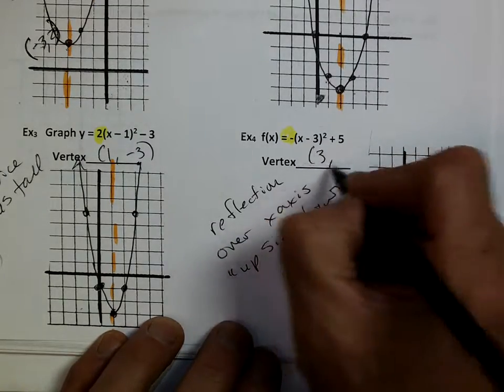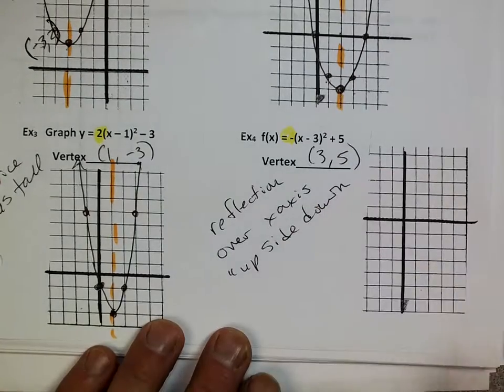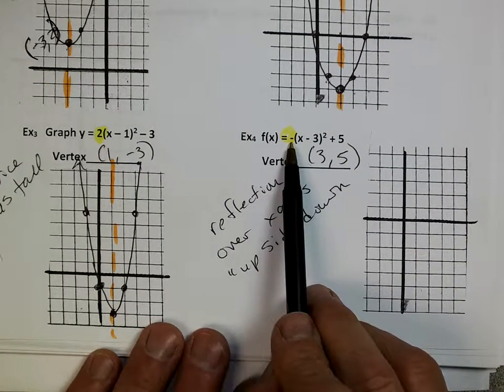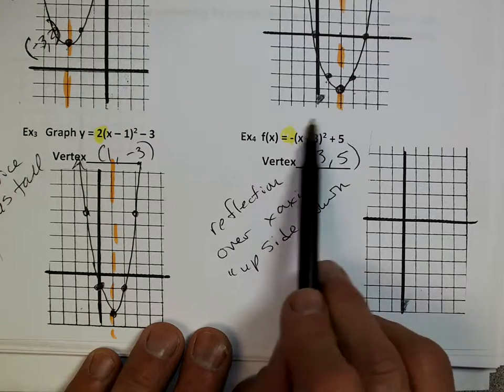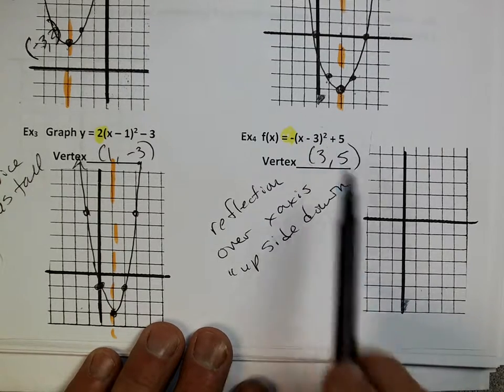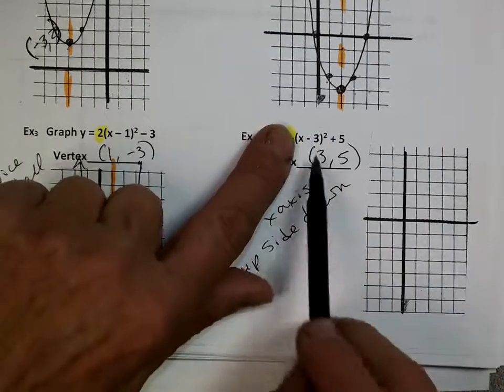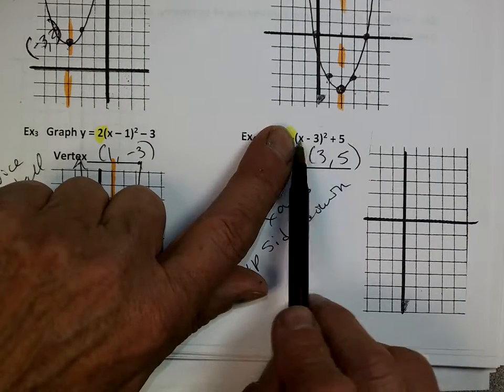Positive 3, 5. It's already a negative. The negative's on the outside. So we always do, remember? But still, it multiplies by a negative. Not until you can add these or subtract these, which you can't.